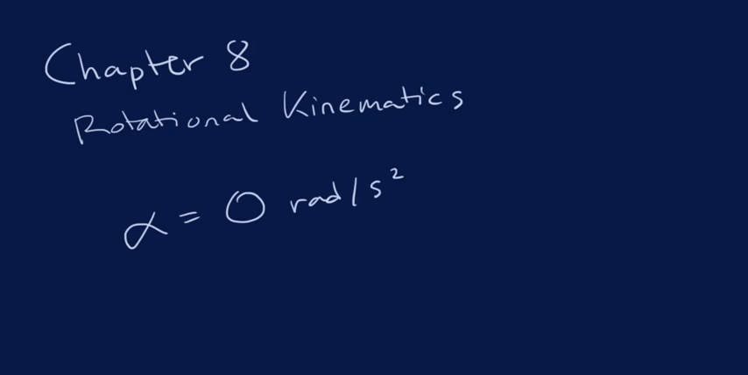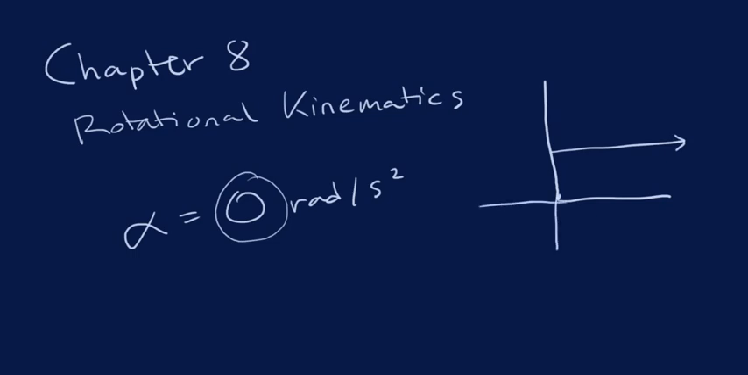So we know that acceleration is just the slope of velocity, so let's draw a graph. If it's 0, then we know that velocity is going to have 0 slope, so it's going to be a line like that. But this line could be anywhere and have 0 slope. It could be at 0, it could be a negative value, it could be a positive value.